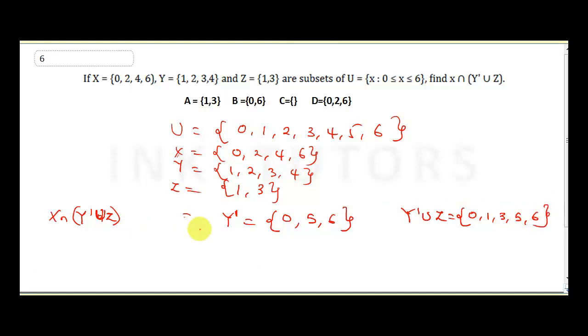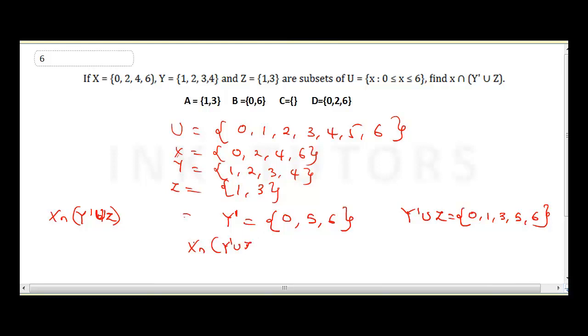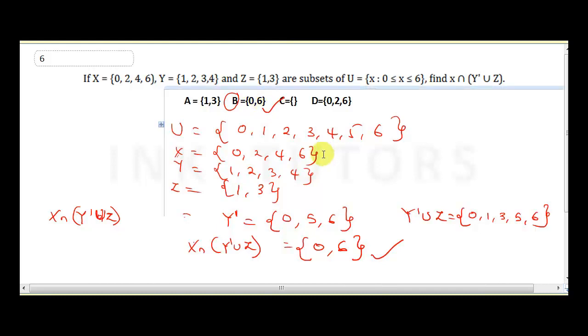Okay, so then finally to get our X intersection Y complement union Z, that means we are going to be comparing Y complement union Z with X, and we're going to find the numbers that are common. So in there we have 0, it's common, 1 is not common, 2 is not common, 3 is not common. 0 it's common, 2 is not common. I think the next number that is common is 6. So that will be 6. So it's 0, 6. So this is our final answer, and we can see that option B is correct. Okay, so that will take us to the next question.